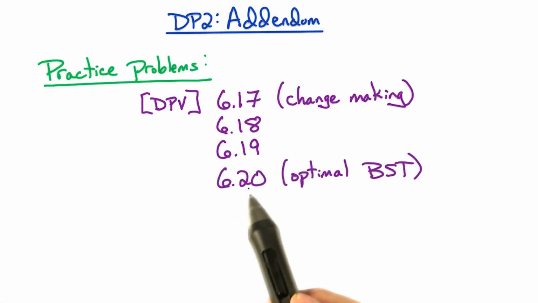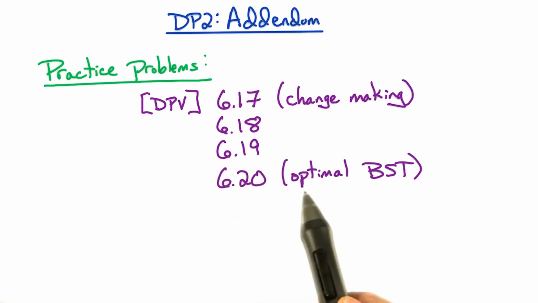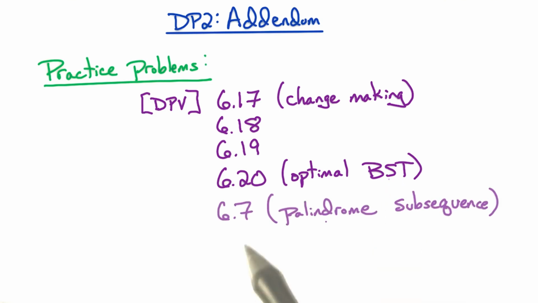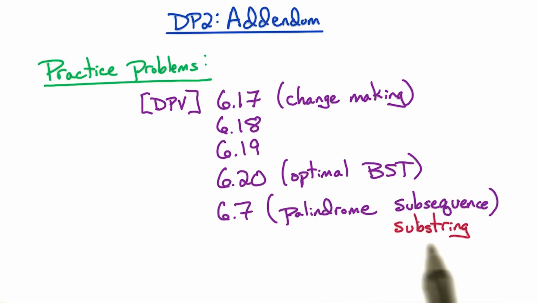Another good problem is problem 20, which is about building an optimal binary search tree. There's problem 7, which is about finding the longest palindrome subsequence. And you might also try the variant where instead of doing a palindrome subsequence, you look for a palindrome substring. So they have to be contiguous.